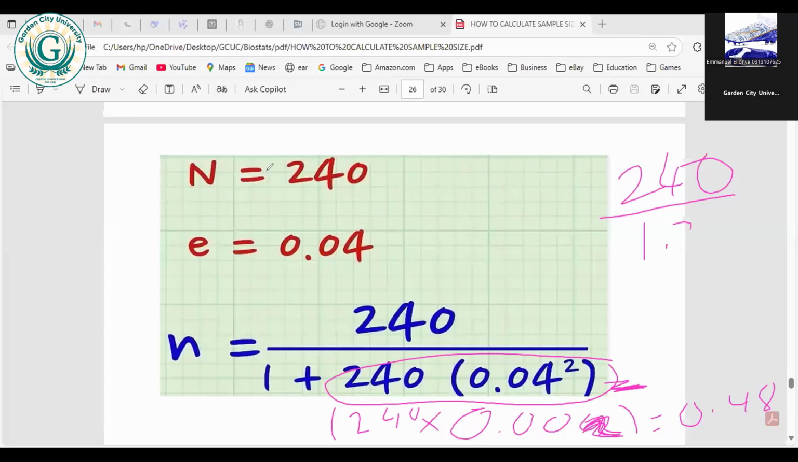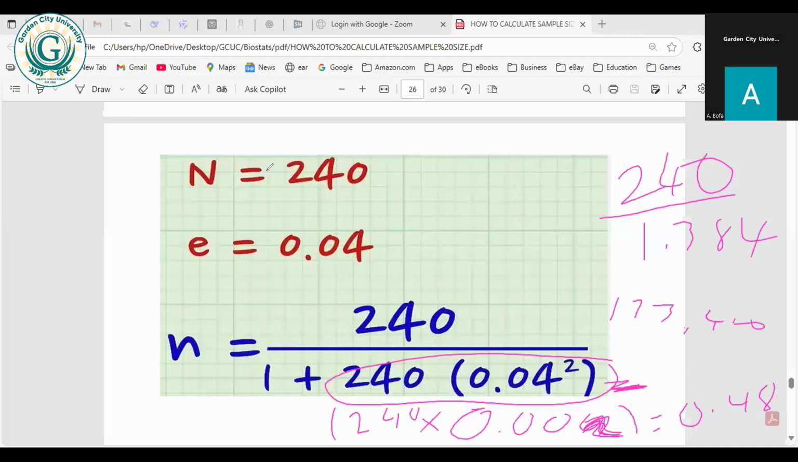What are you getting? So we have 173.4104. Okay, I think this is right. Okay, so that's the final answer. So that means that if we round to the nearest whole number, what are we getting? We are going to use 173 individuals. Is that not it? Yes, please.